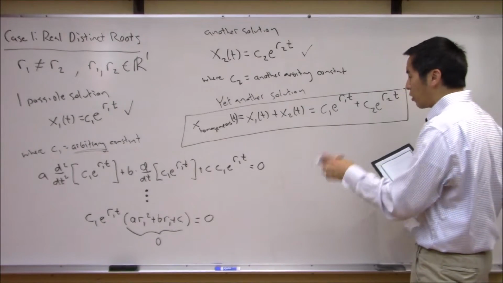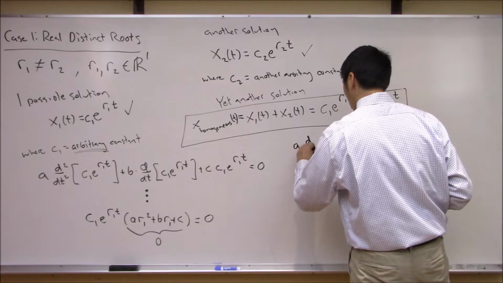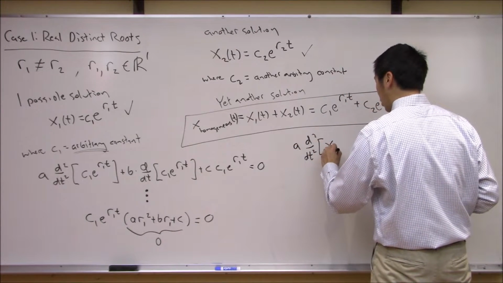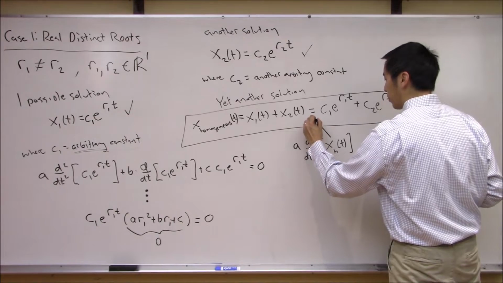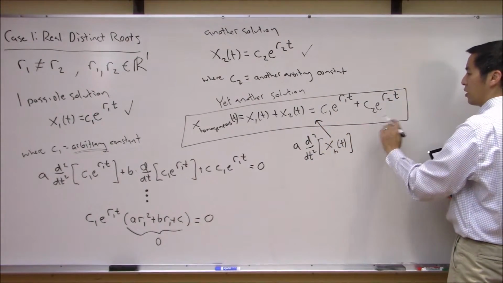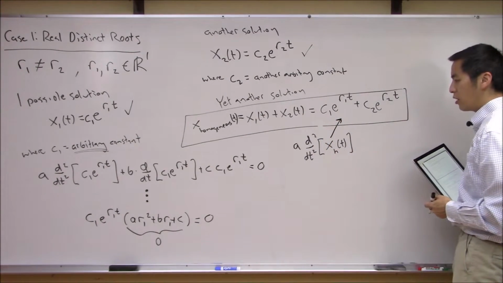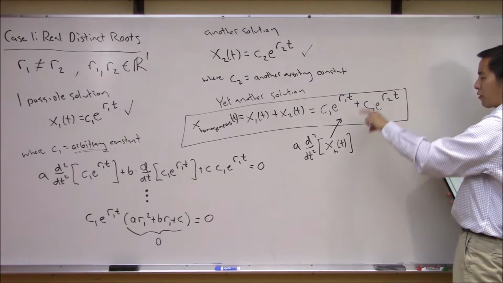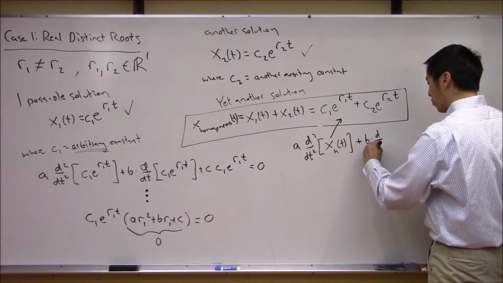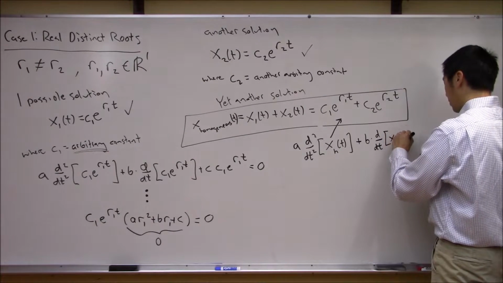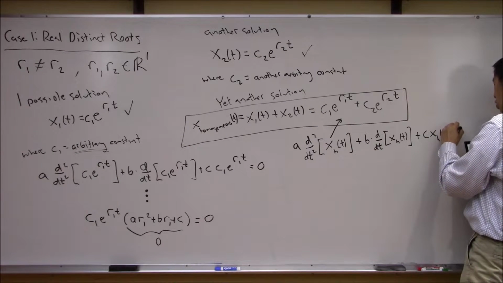Well, again, to check it, what you're going to want to do is go a times d dt squared of your x. I'm just going to call it xh, so I don't have to keep writing it, right? And again, xh is just this thing right here, this c1 e to the r1t plus c2 e to the r2t. So go run over to Mathematica or whatever your favorite symbolic manipulation tool is and plug this in, and then do b times its first derivative of xh of t plus c times xh of t, right? And check to make sure that sucker is 0.